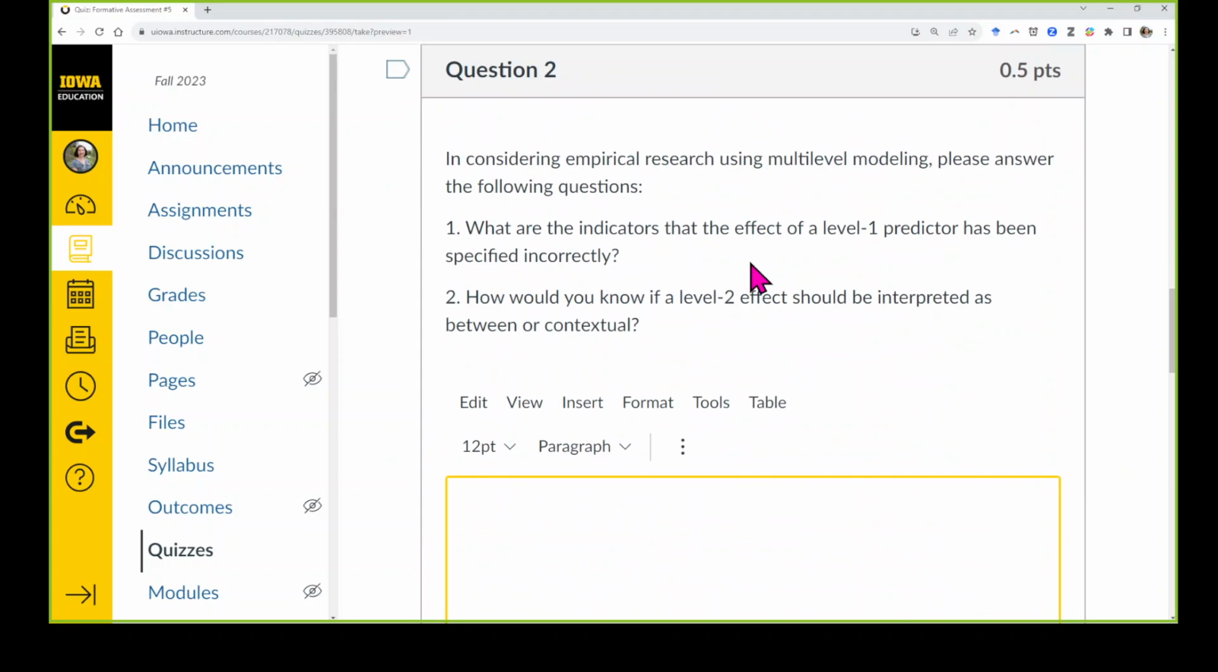So next question then. If you're reading a research paper and someone does their fancy multi-level model, how do you know that it's been done correctly? So two-part question here. What are the indicators that the effect of a level 1 predictor has been specified incorrectly? What would you look for? Zoomers, I'm watching the chat, or you can talk to us. Your call.